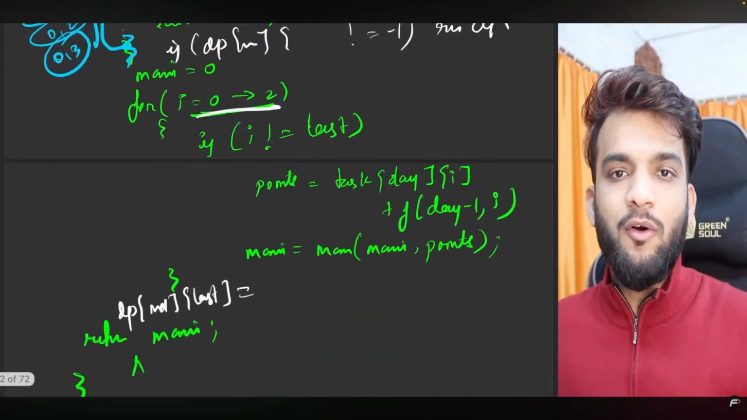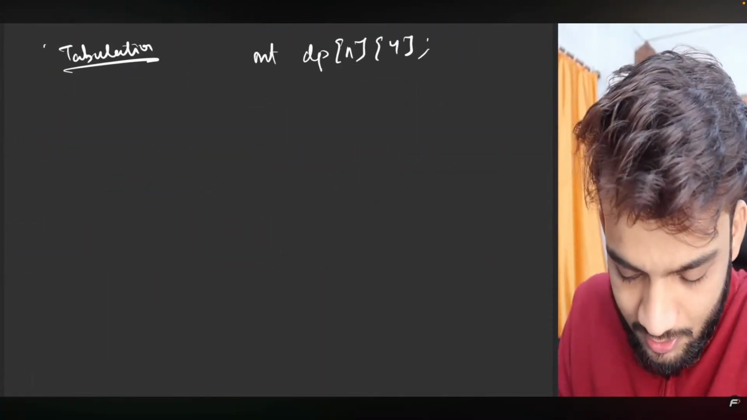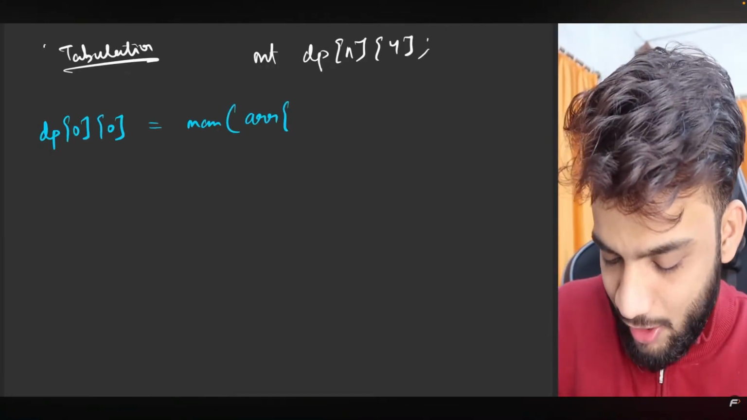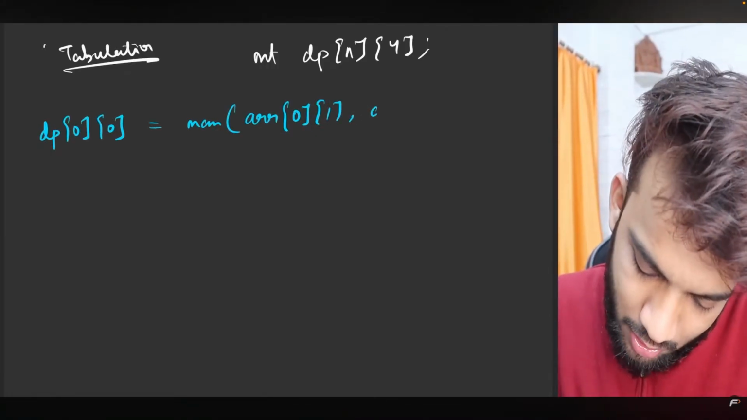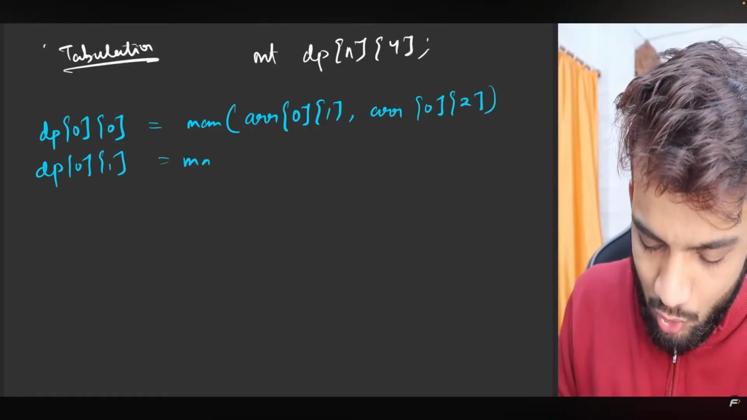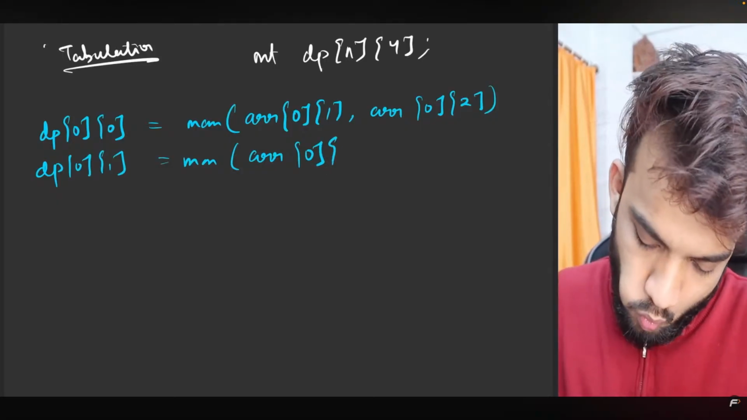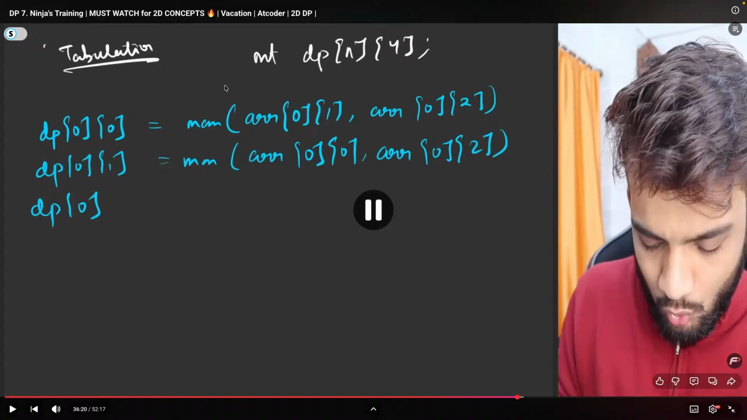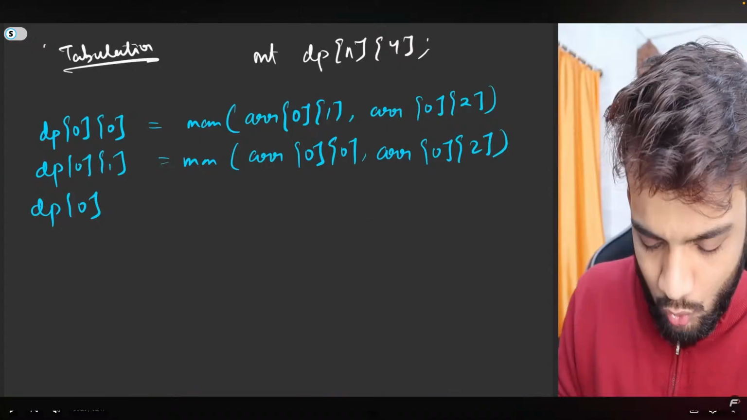So can I say the first form of tabulation will be nothing but, I can simply write that as dp of 0,0 will be the max of array of day 0 task 1 or task 2, right? Similarly, dp of 0,1 will be the max of array of day 0 task 0 and array of day 0 task 2. Similarly, dp of 0,2. I ain't gonna lie, the tabulation part is kind of tough.